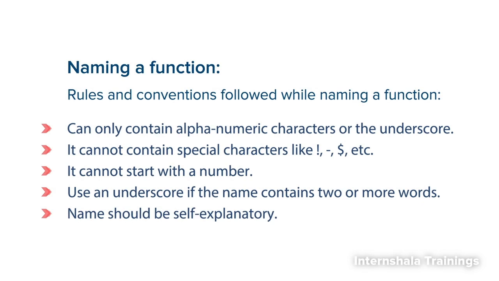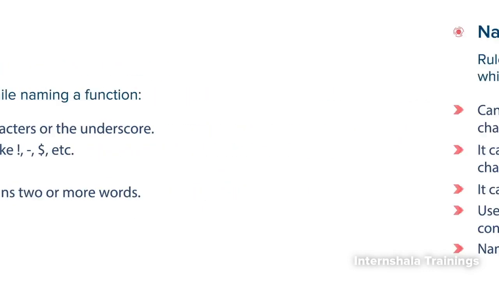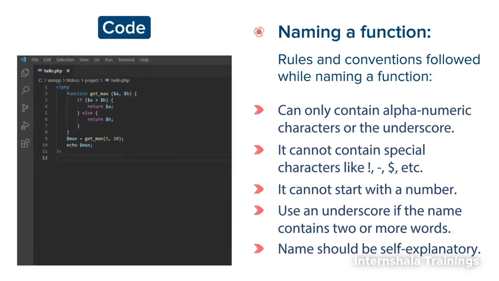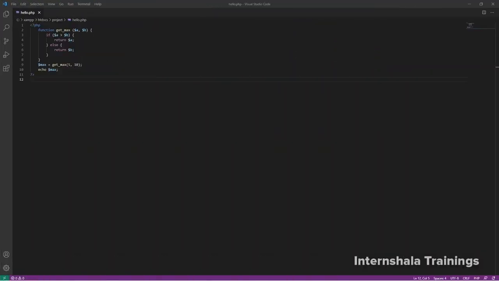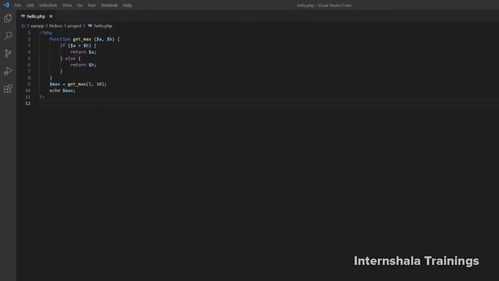That is, just by looking at the name of a function, one should be able to tell what the function does. For example, in our code, we use the function name getMax. We can see that this function name ticks all the rules and conventions that we have listed down. Also, the name of the function is self-explanatory, as it tells us the maximum of a group of numbers. We can also assign default values to function arguments. For example, in the code which we used earlier, we were assigning the values to the function arguments when the function was being called.